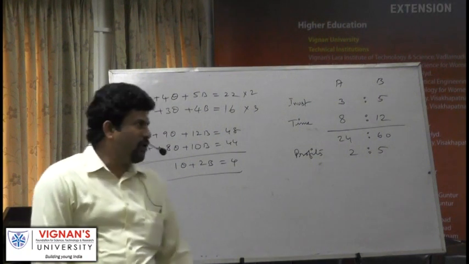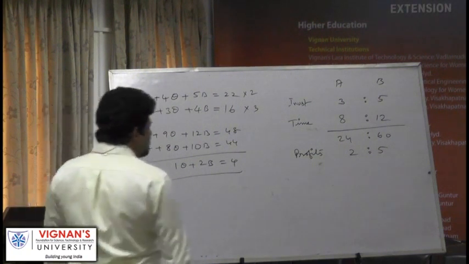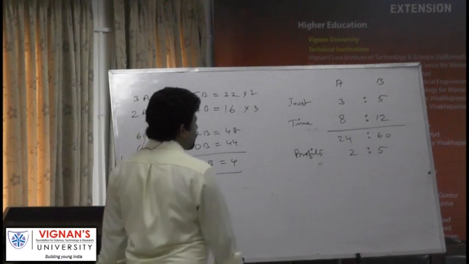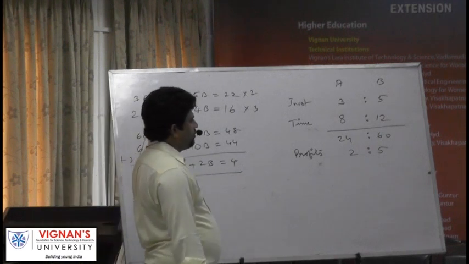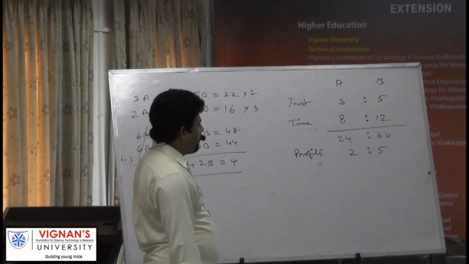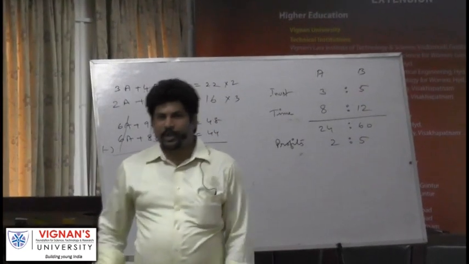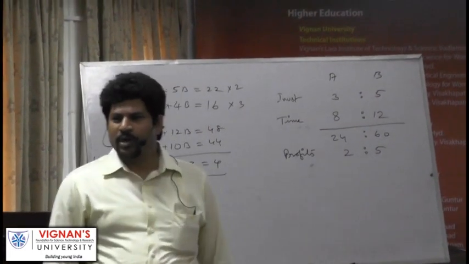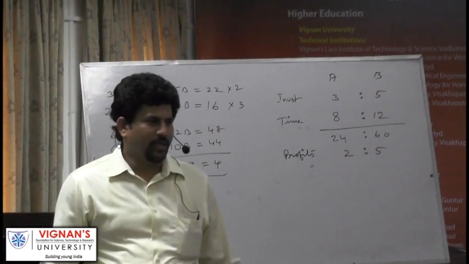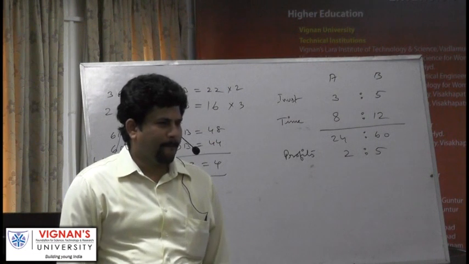If 3 parts is equal to 15,000, what is asked in the problem? What is the profit of A? A's profit is 2 parts. If 3 parts is 15,000, 2 parts would be how much? 10,000. So that is your answer.